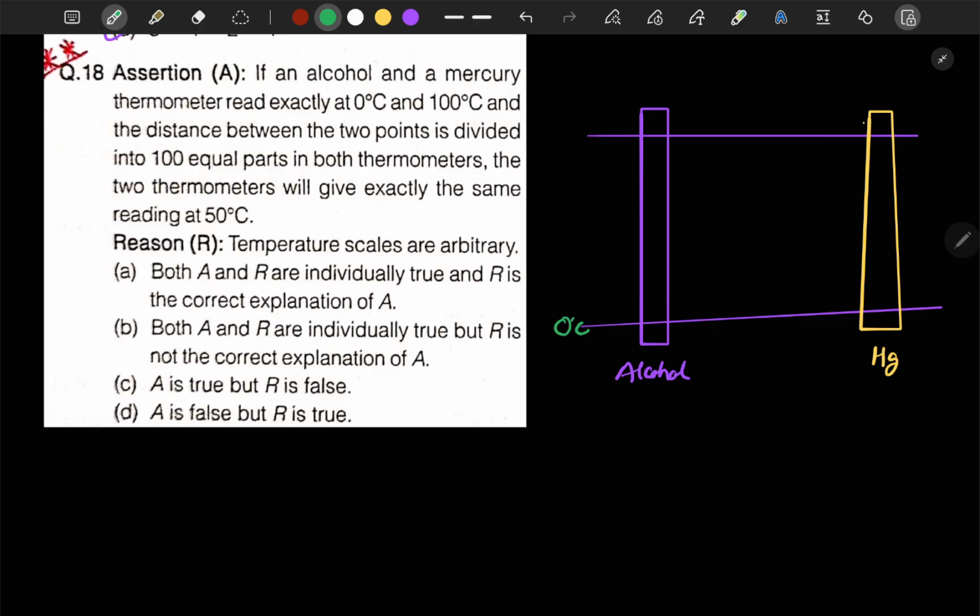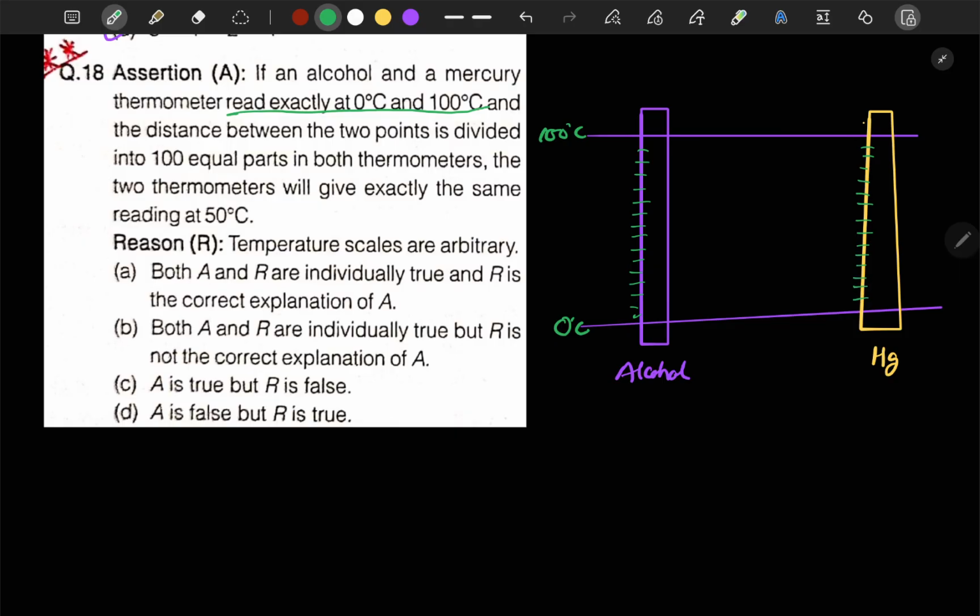What is written here is that they read exactly 0 degree Celsius and 100 degree Celsius. It means they are calibrated. When we make a thermometer, we have to calibrate it at 2 different points. So we have calibrated both at the ice point and the steam point. Both will show the same value at 0 and 100 degree Celsius. Then it mentions that the distance between the 2 points is divided into 100 equal parts, and similarly this one is also divided into 100 equal parts.